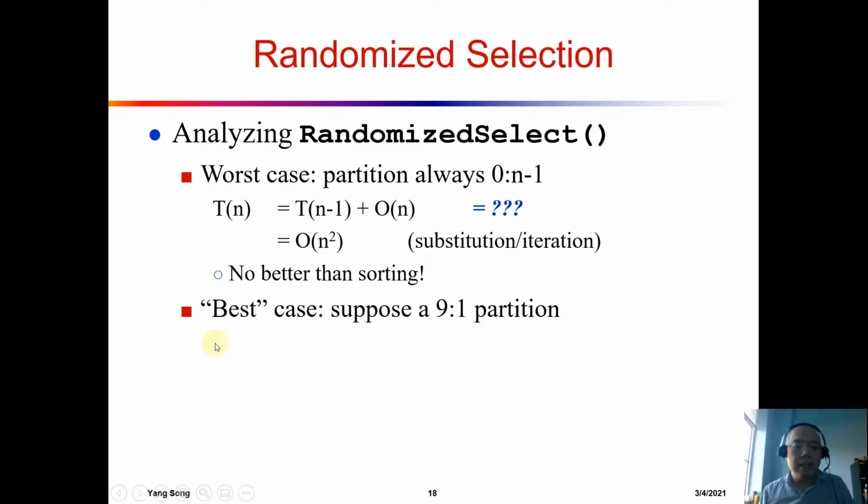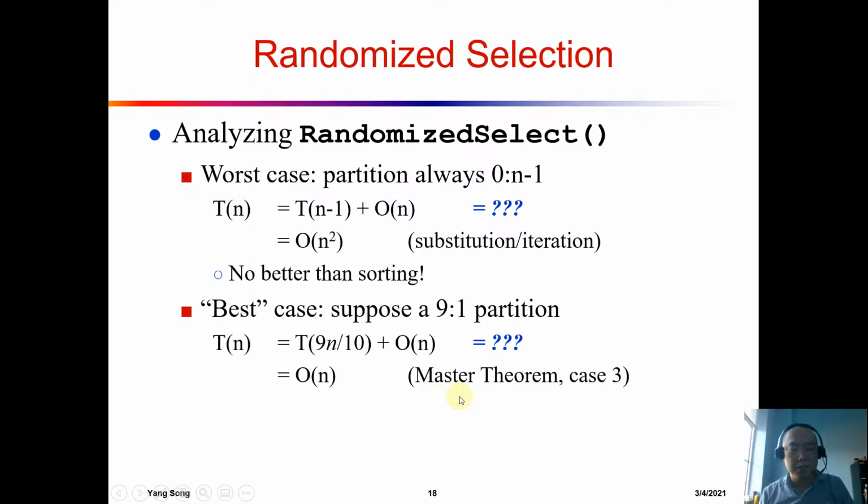So let's see a better case. It's not a super good case, but let's assume that we are doing a 90% to 10% partition all the time. And if we are also assuming that the value we are looking for is always in the larger part of the partition, the 90% part, then every time we reduce the problem size by 10%, and we still have 90% of the size of the problem to be solved. And then we still have an O(n) partition cost. And what is that? That is the master theorem, case 3, and that is O(n).